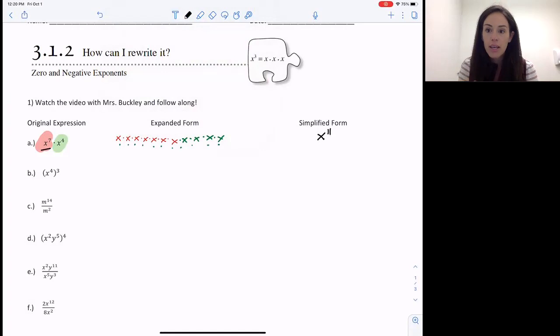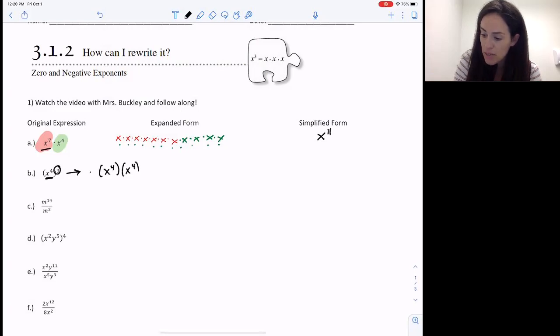This one I'm going to expand in 2 steps. So the first thing I'm going to say is, well, I know I have an x to the 4th inside this parentheses, and the exponent outside the parentheses means I'm going to multiply what's inside the parentheses 3 times. So I'm going to first write it as x to the 4th times x to the 4th times x to the 4th. Then if I wanted, I could expand it even more, because inside each of these parentheses, that x to the 4th means I'm multiplying x 4 times.